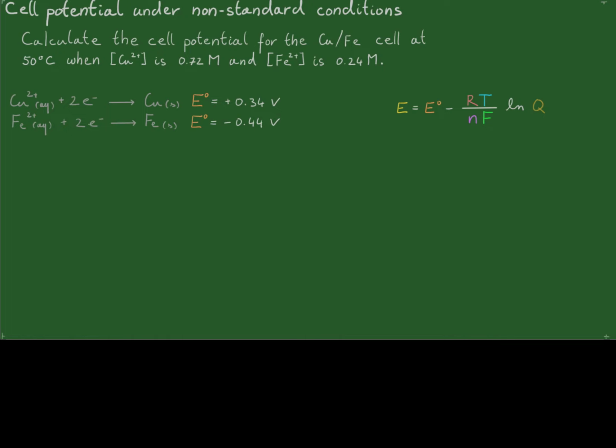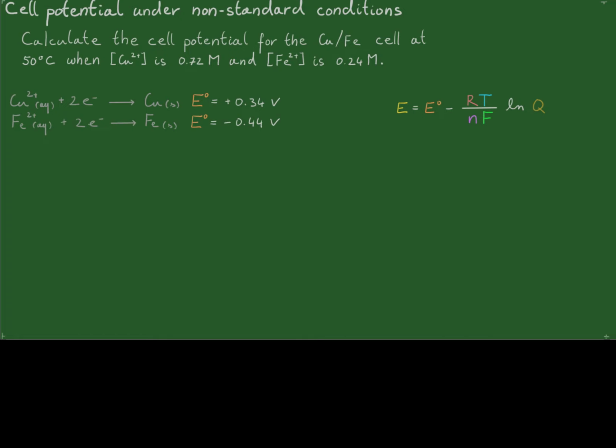Hello good people, we have another problem in front of us. This time we need to calculate the cell potential under non-standard conditions. So we are given the Nernst equation on the right, which will come in useful later on, and we are given the two half-cell equations on the left.